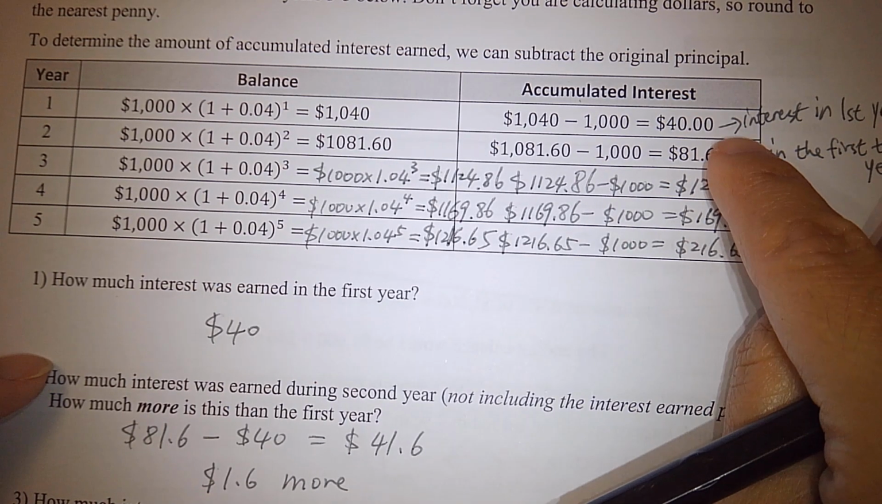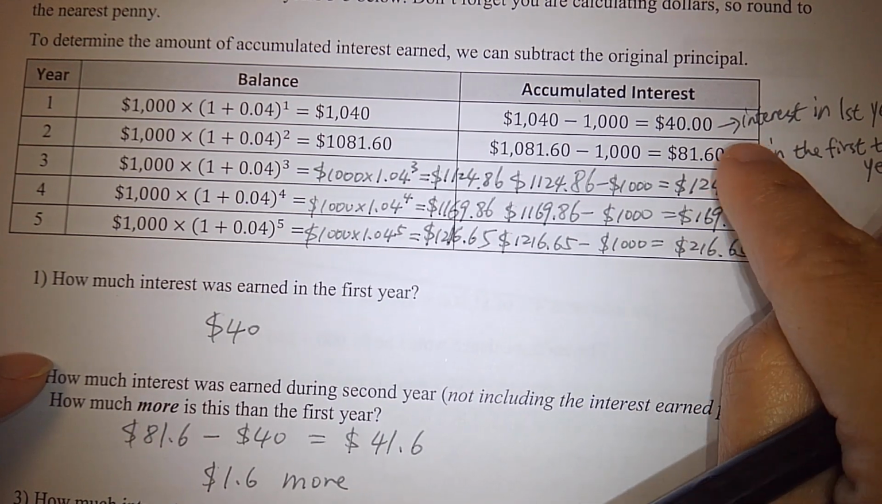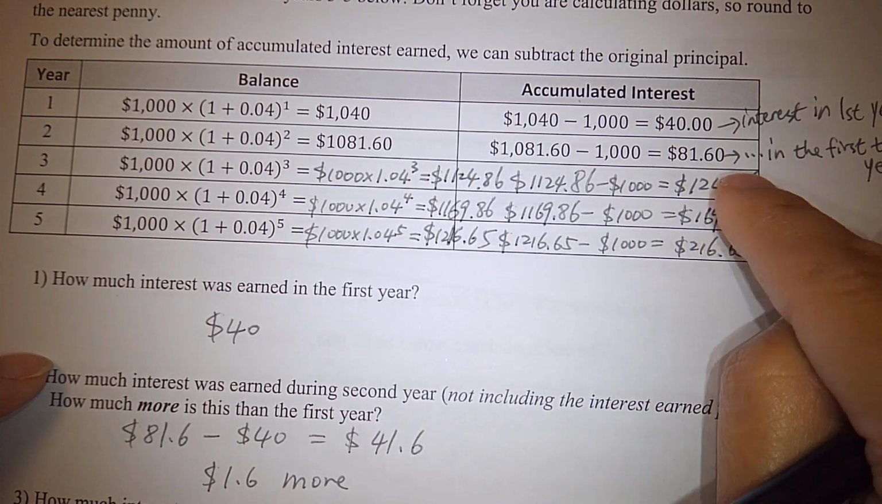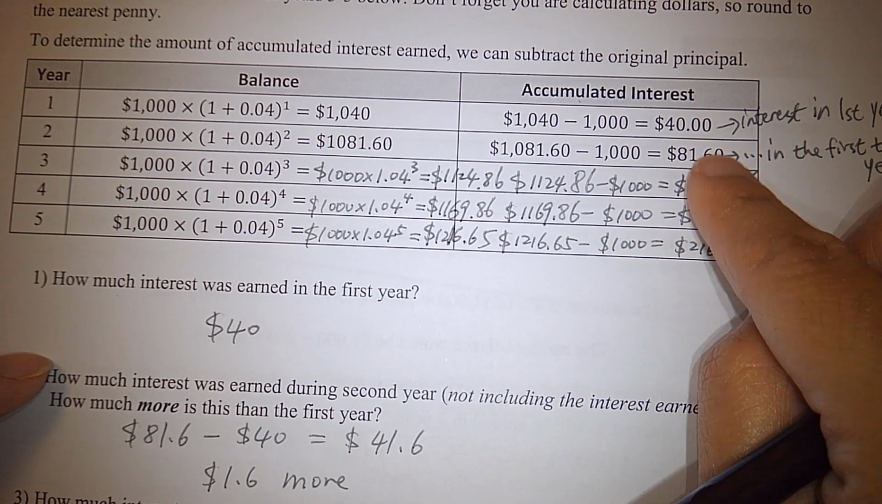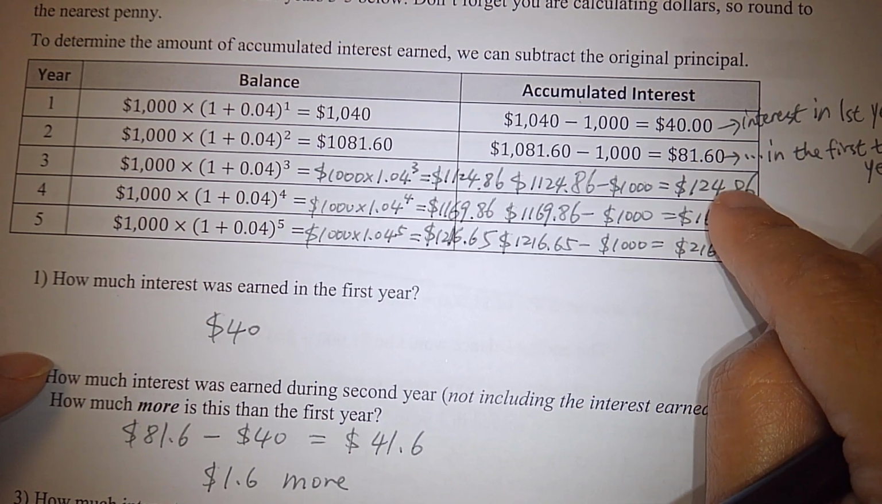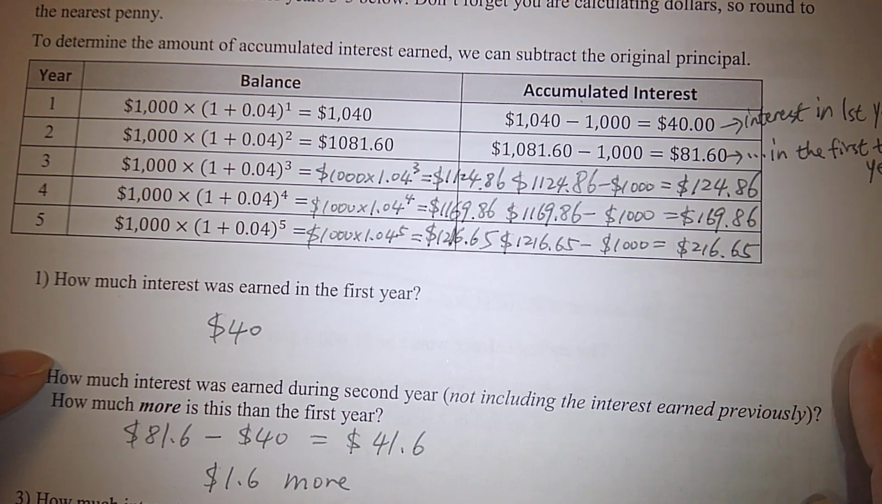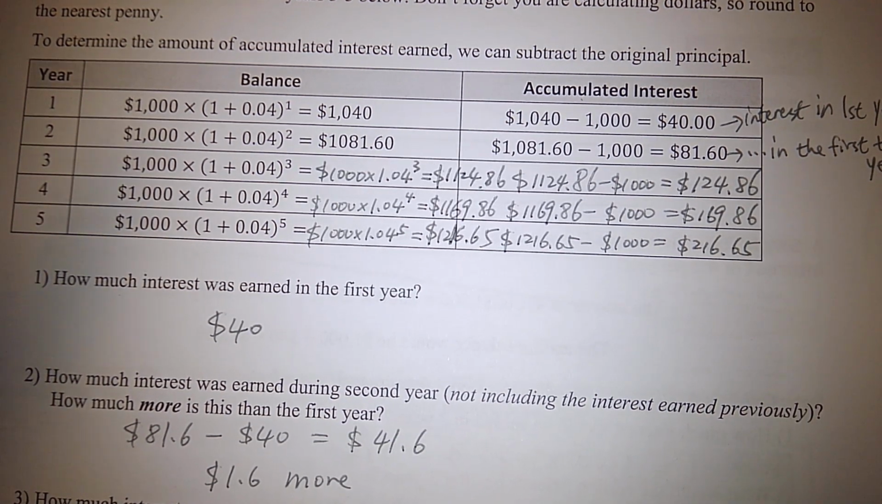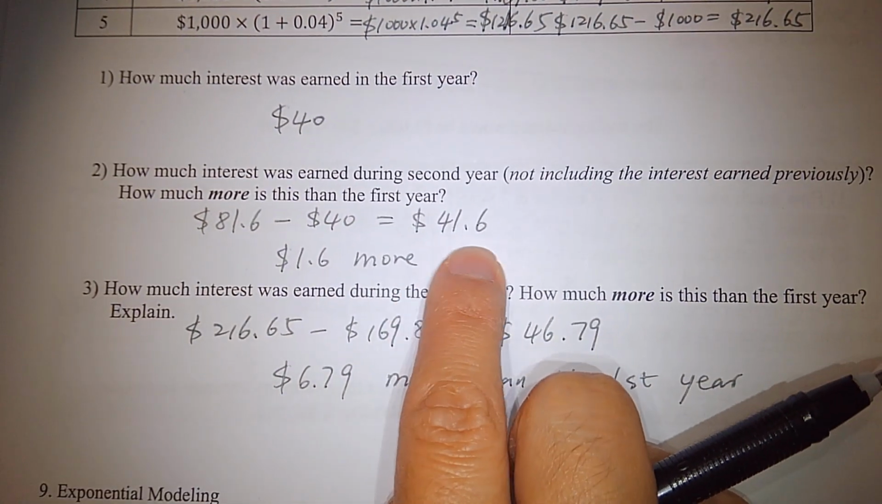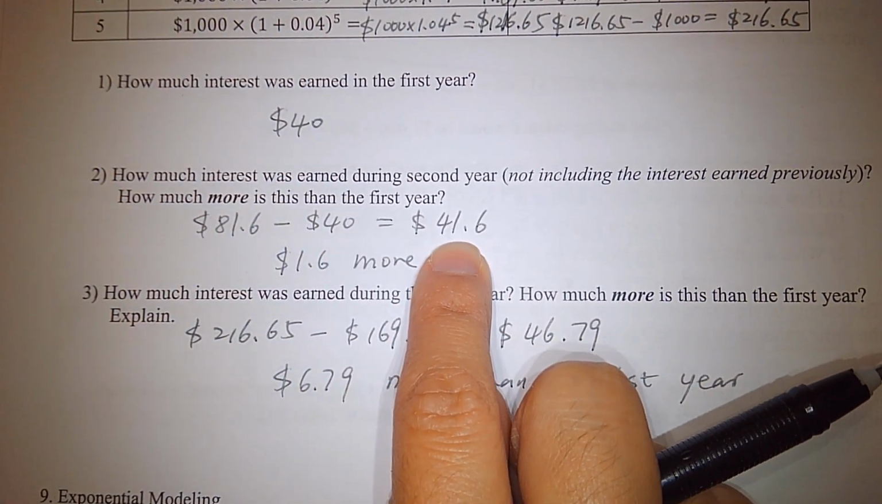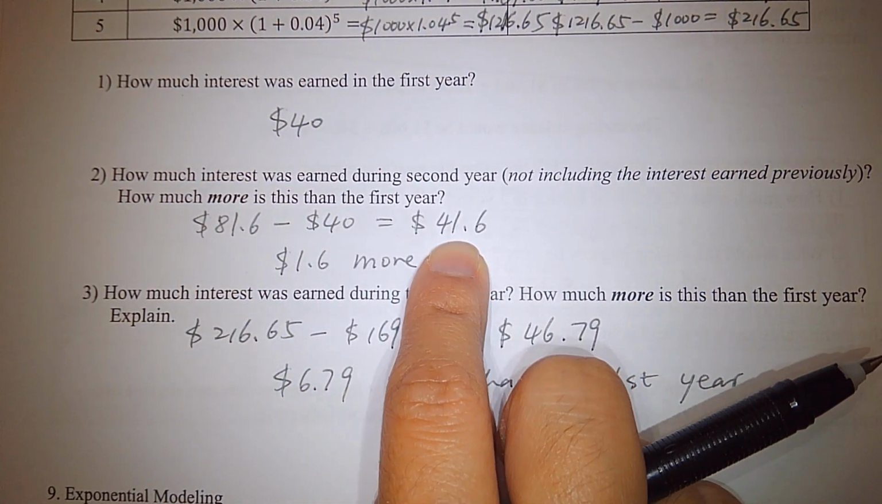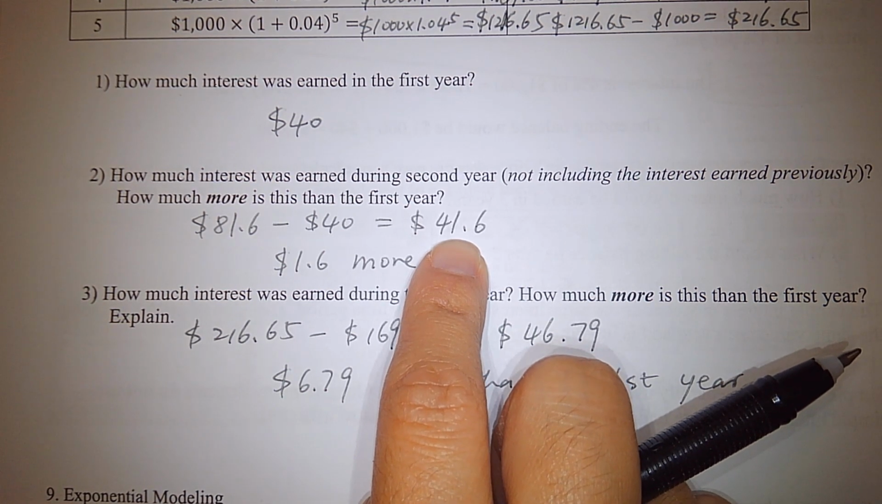This is year one. The difference between these gives us the second year, the next difference gives us the third year, then the fourth year, then the fifth year. So you will see that each year, this interest amount is slightly more than in the previous year, a little bit more.